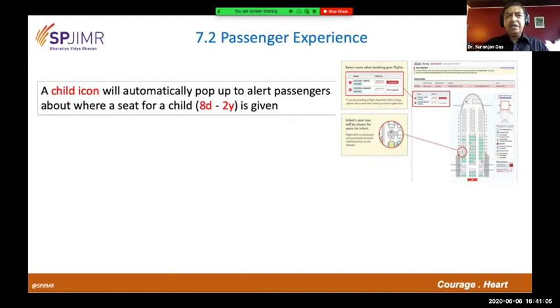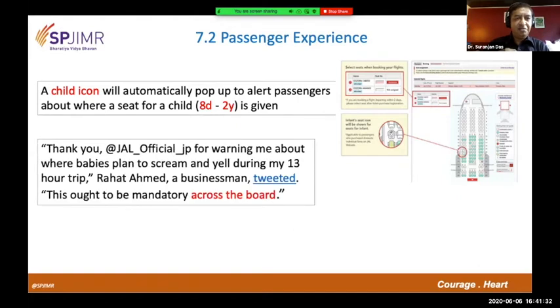So a child icon will automatically pop up to alert the passengers where a child between 8 days and 2 years old is sitting. By the way, below 8 days, the Vienna Convention doesn't allow a baby to fly. So anywhere between 8 days and 2 years, the kids are there, so that at the end of a long, tiring flight, you would not want to be close to a child. So this guy, Rahat Ahmed, I remember, he was tweeting, thank you, Japan Airlines officials, for warning me where babies plan to scream and yell during my 13-hour trip.